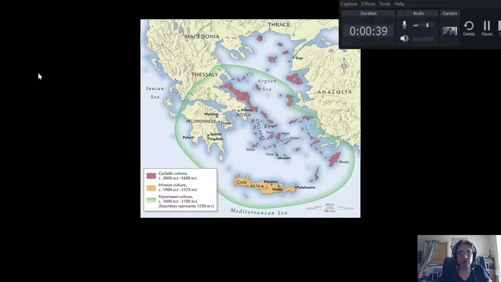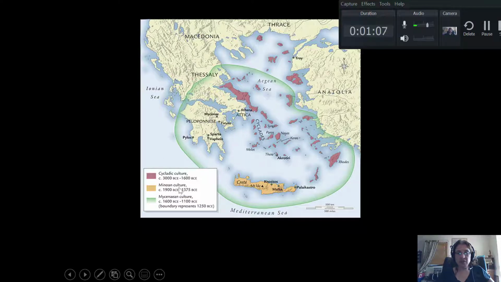The first were the Cycladic culture, or the Cycladic people, and they lived between circa 3000 BCE to 1600 BCE. And you can see from this color here, this kind of maroon color, these islands, which are known as the Cycladic Islands, are where they were living.